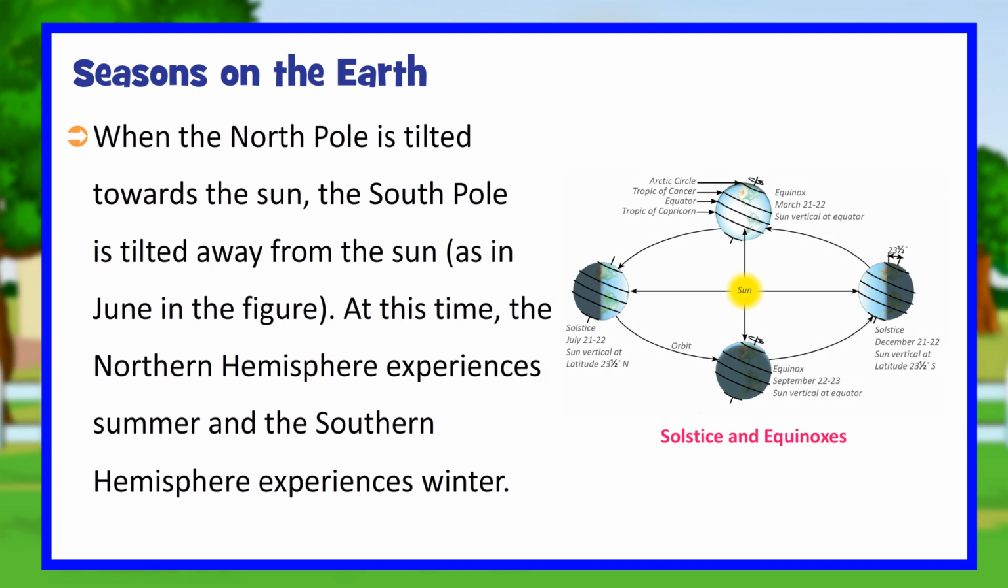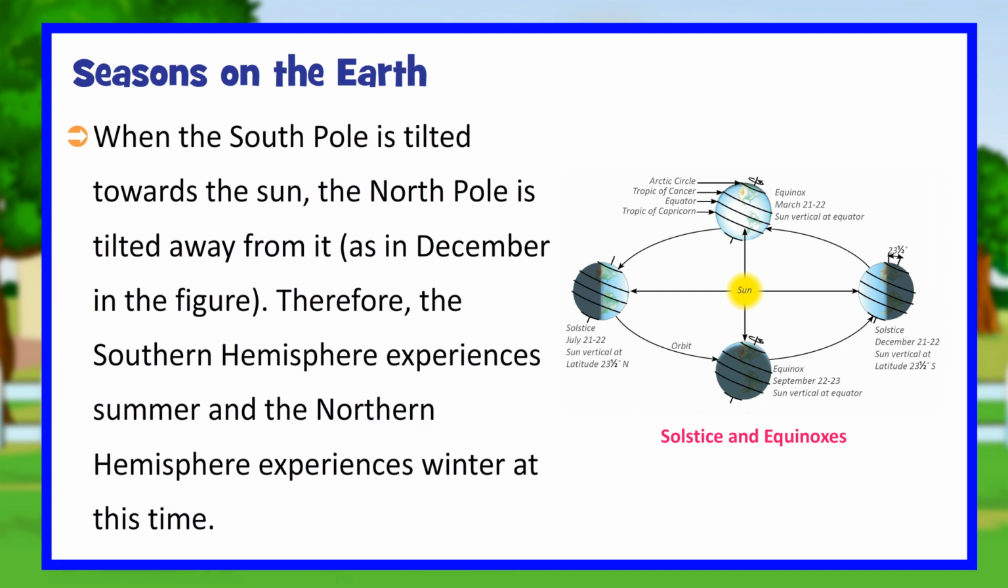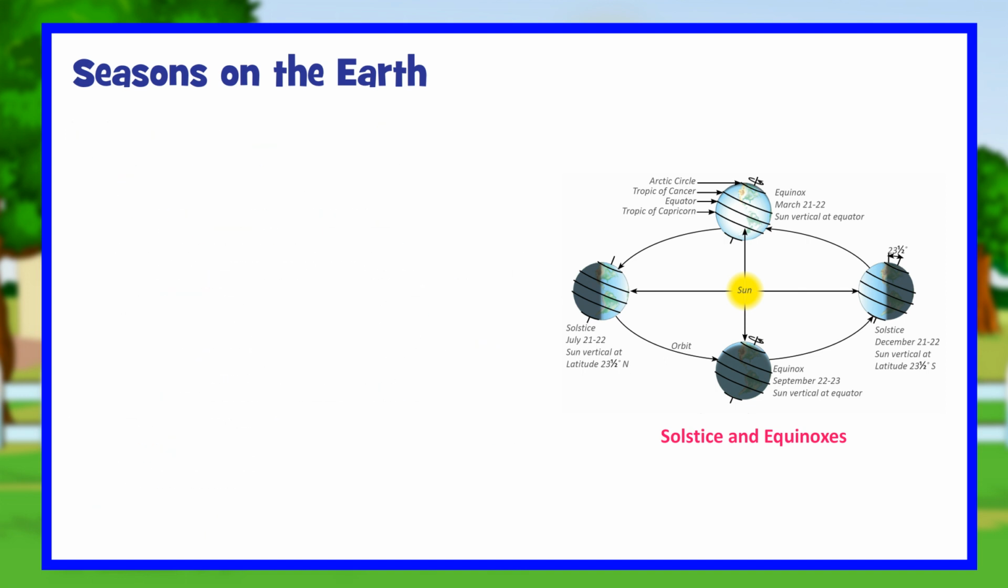When the North Pole is tilted towards the Sun, the South Pole is tilted away from the Sun, as in June in the figure. At this time, the Northern Hemisphere experiences summer and the Southern Hemisphere experiences winter. When the South Pole is tilted towards the Sun, the North Pole is tilted away from it, as in December in the figure. Therefore, the Southern Hemisphere experiences summer and the Northern Hemisphere experiences winter at this time.